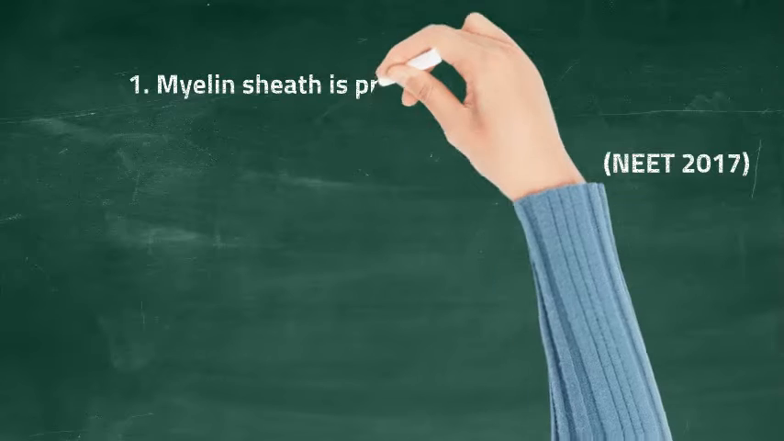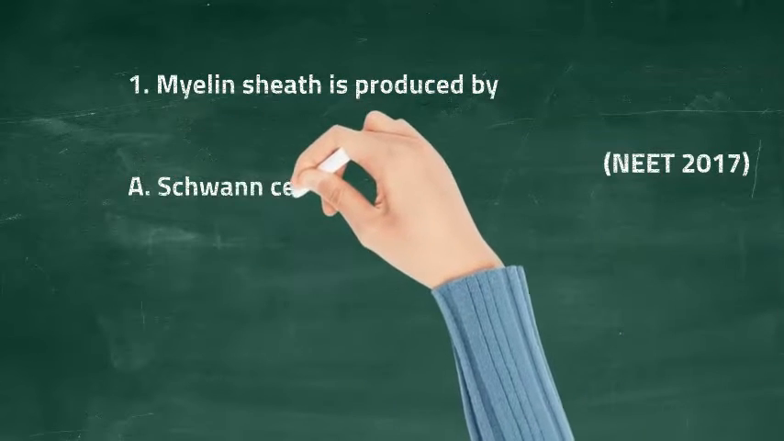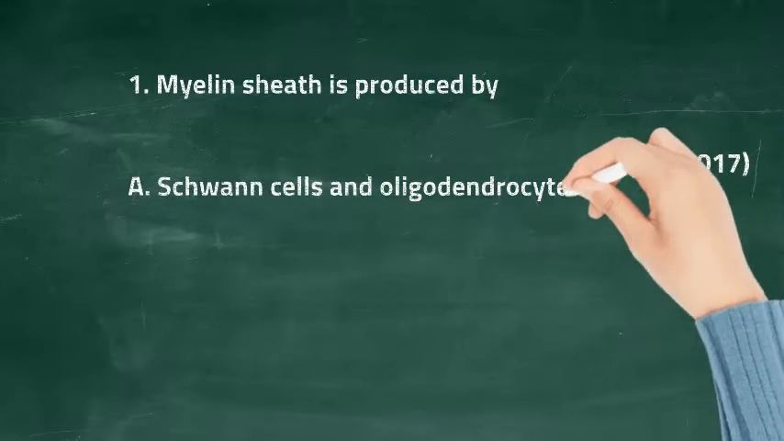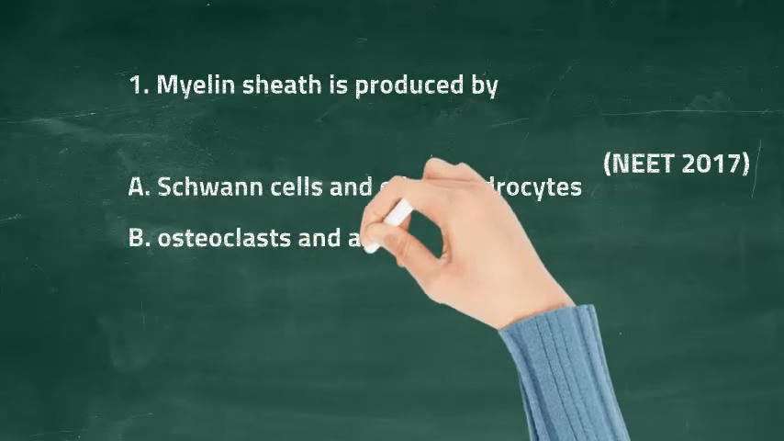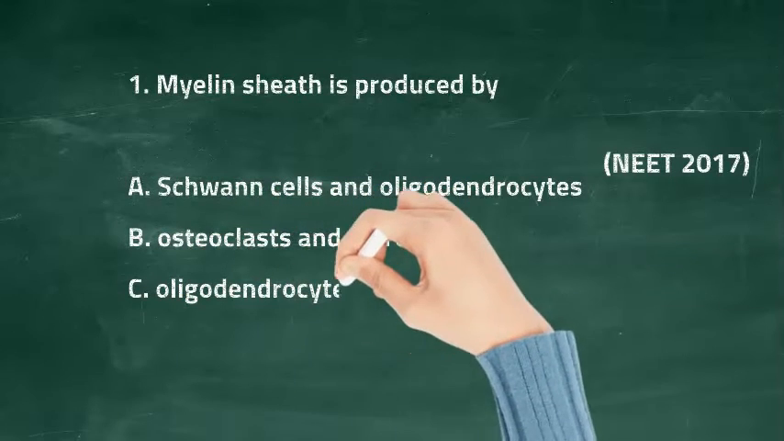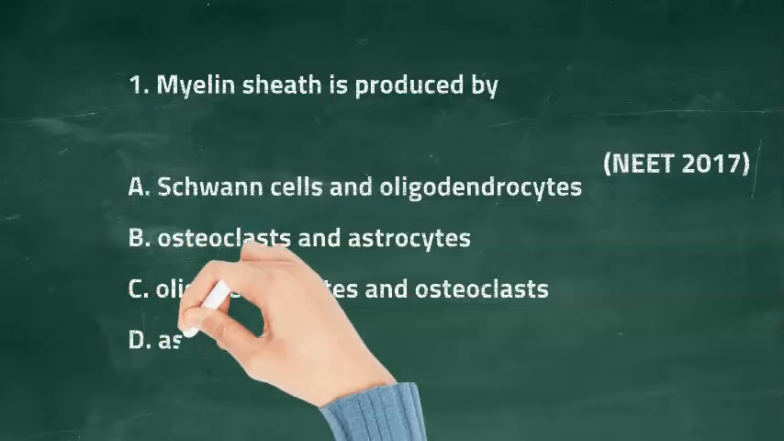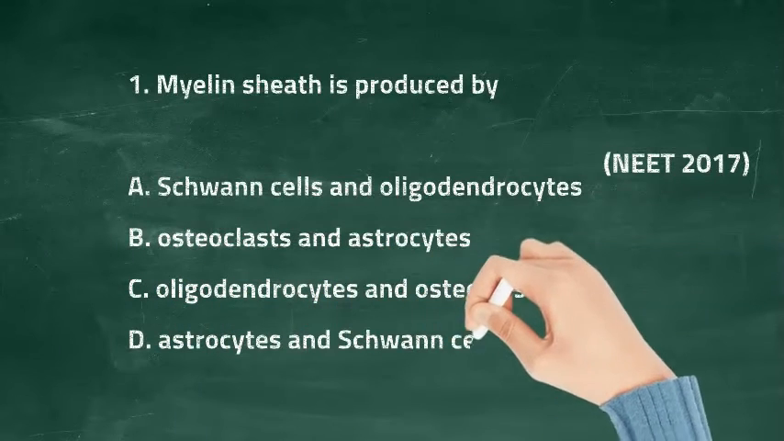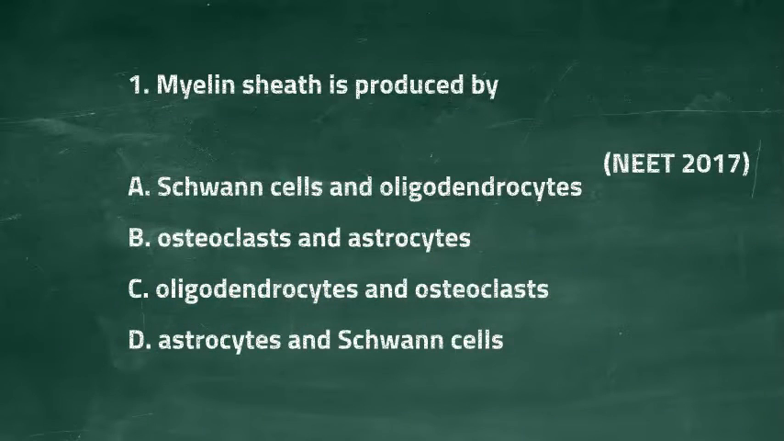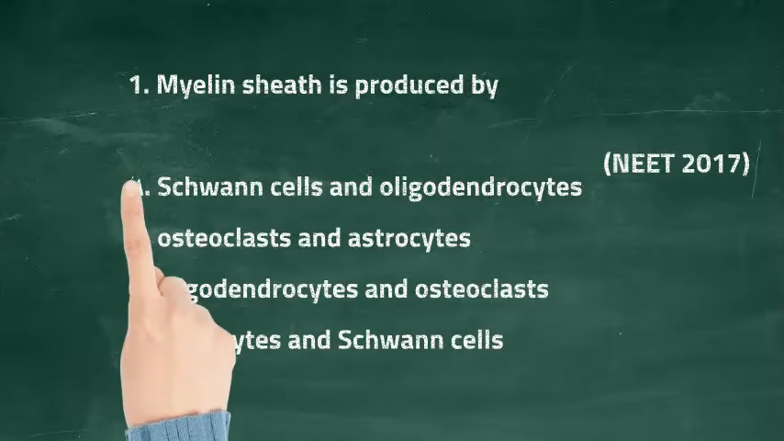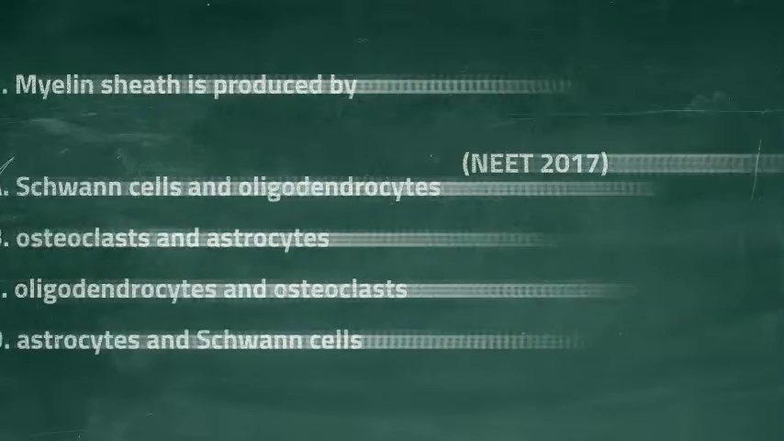Question first. Myelin sheath is produced by: option A is Schwann cells and oligodendrocytes. Option B is osteoclast and astrocytes. Option C is oligodendrocytes and osteoclast. And option D is astrocytes and Schwann cells. The right answer is option A, which is Schwann cells and oligodendrocytes.